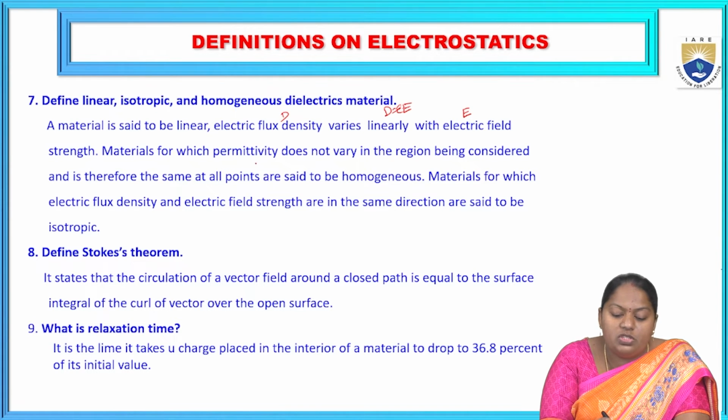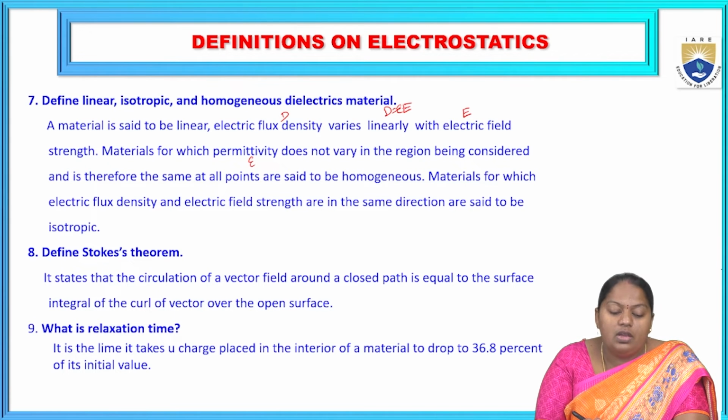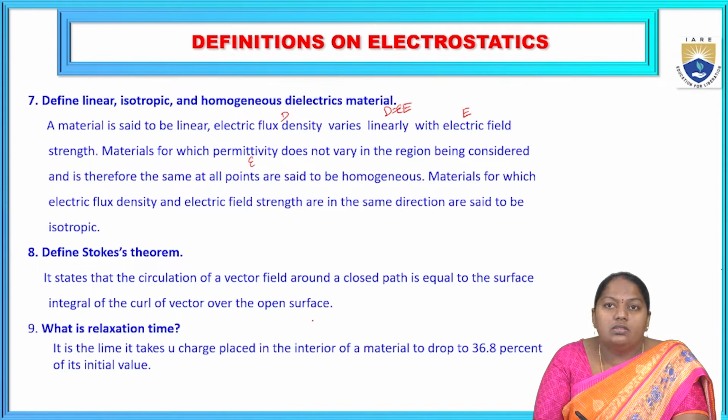Then, a material for which permittivity does not vary. Permittivity is represented with epsilon, and a material for which epsilon does not vary in the region being considered, and is therefore the same at all points, is said to be homogeneous. It is distributed equally in all directions, so it is said to be a homogeneous dielectric material. It means the permittivity is fixed.